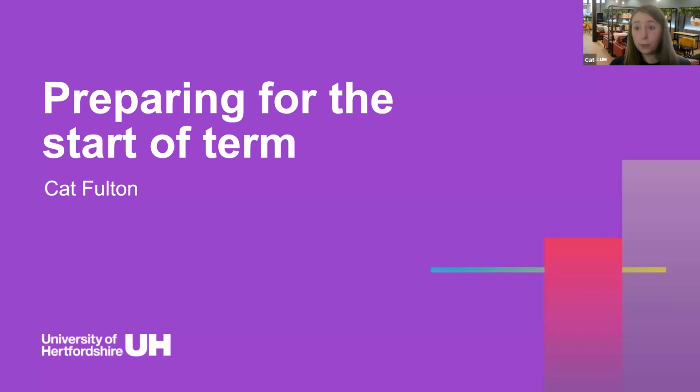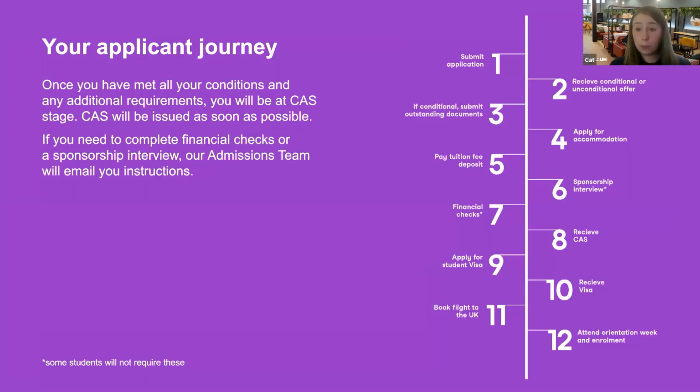Excellent. So things that you can do now to help you be ready for the start of term. Now, as we saw in that Menti quiz, a lot of you are at the stages where you're paying your deposit, you've got your CAS, you're waiting for your visa, which is excellent. For those of you who aren't at the CAS stage yet, just be mindful you might be asked to complete a sponsorship interview or financial checks before the admissions team will move you to CAS stage. If these are required for your application, the admissions team will email you to let you know what you need to do. They'll provide you with a bit of guidance on it as well.